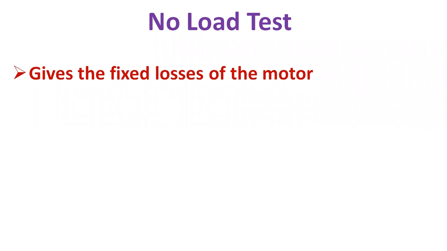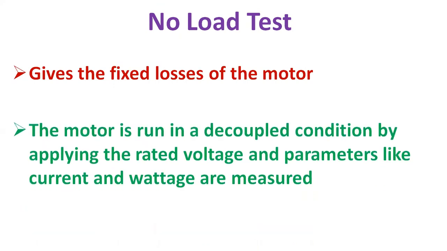There are 2 important tests to be carried out on the motor, based on which its performance at partial load can be calculated with the help of a circle diagram. The no-load test gives the fixed losses of the motor. The motor is run in a decoupled condition by applying the rated voltage, and parameters like current and voltage are measured.